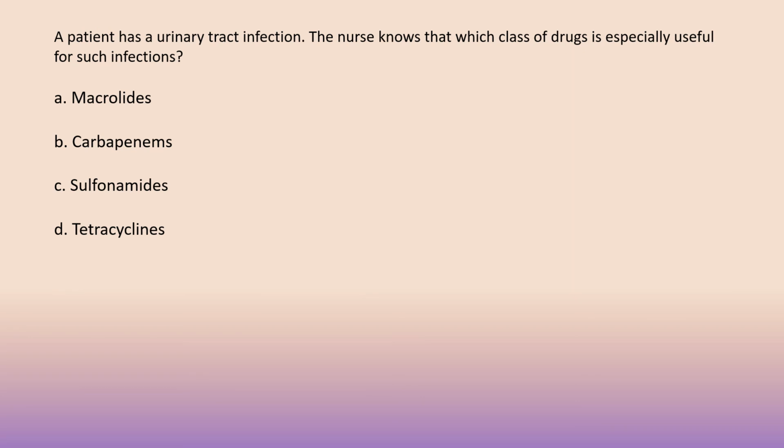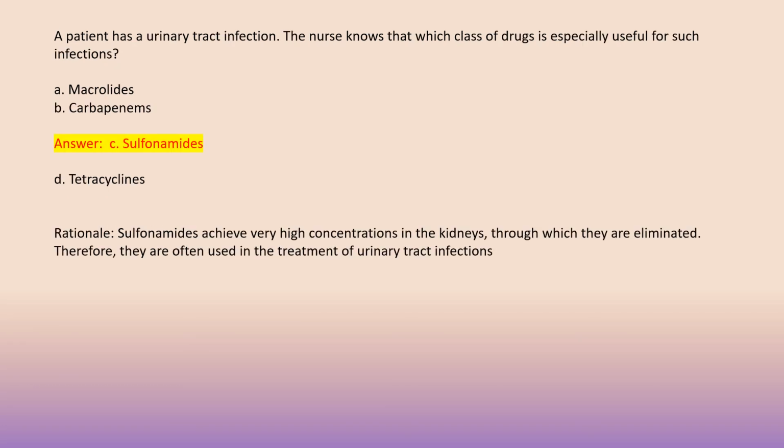A patient has a urinary tract infection. The nurse knows that which class of drugs is especially useful for such infections? A. Macrolides. B. Carbapenems. C. Sulfonamides. D. Tetracyclines. Answer: C. Sulfonamides. Rationale: sulfonamides achieve very high concentrations in the kidneys, through which they are eliminated. Therefore, they are often used in the treatment of urinary tract infections.